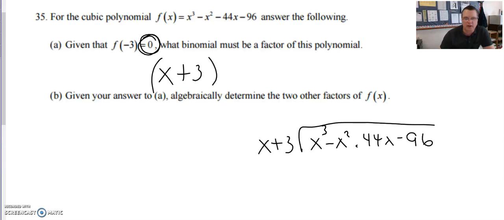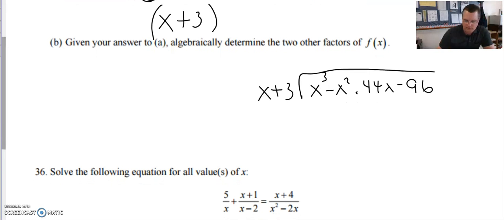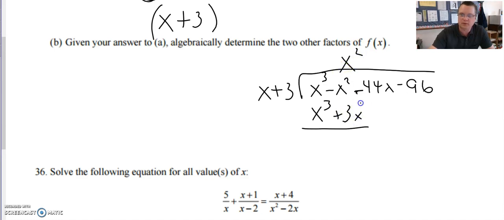Now, given your answer to part A, determine algebraically, so it's another long division problem. Long division everywhere, probably a part 2 or 3 question on the Regents exam. That's why we spend so much time doing it. All right, so there's your x cubed. Put the x squared up here, plus 3x squared. Change the sign, negative 4x squared minus 44x.